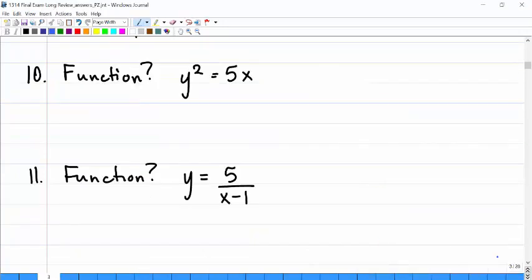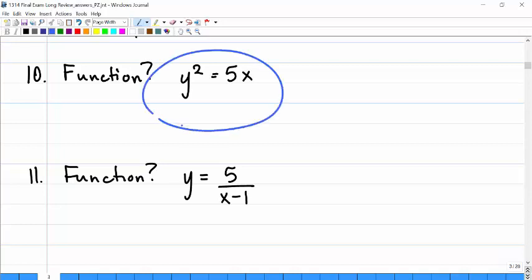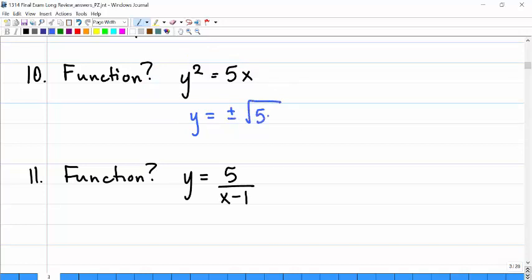For number 10 and 11, do you see a function here? y squared equals 5x. Does that represent a function? And the answer is no, because if I tried to solve for y explicitly, I would get y equals plus or minus the square root of 5x. There's two functions here. And so the answer to this is no, that is not a function.